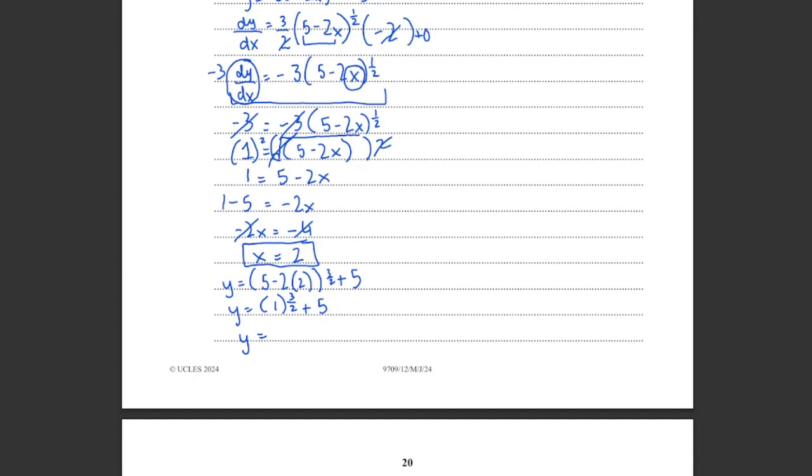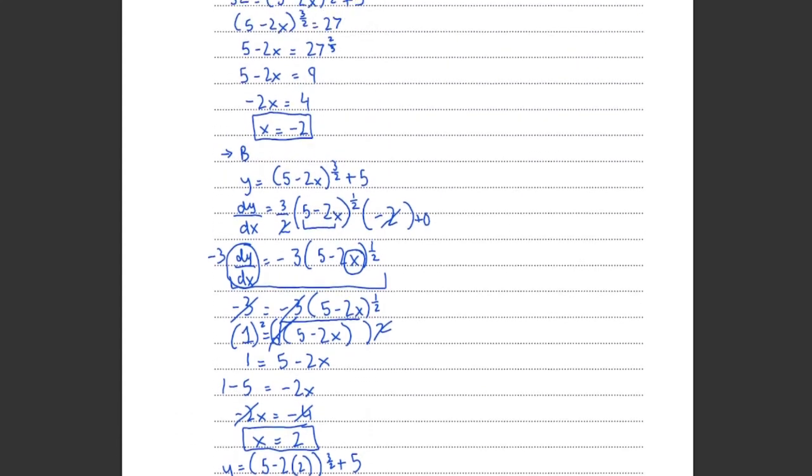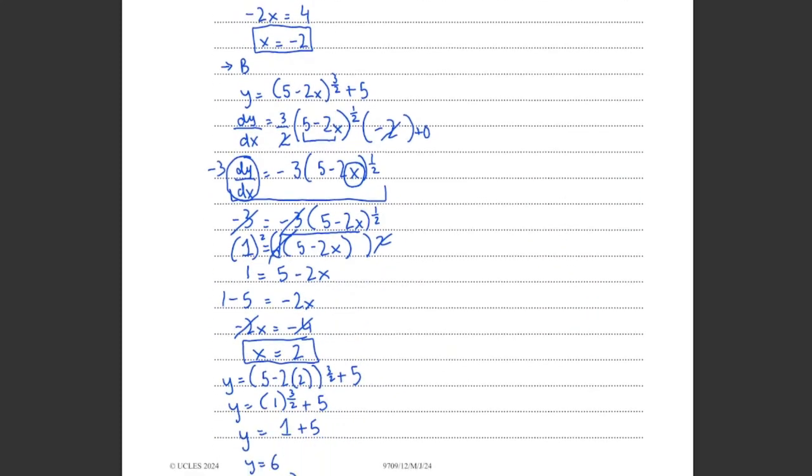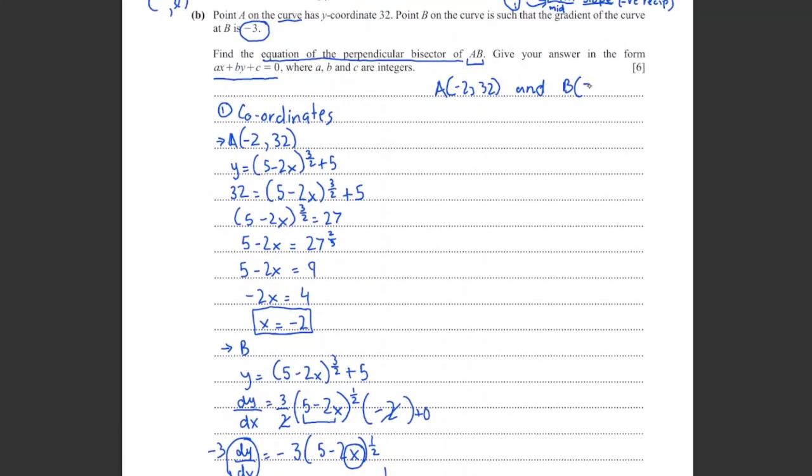I don't think it makes a difference what power you raise 1 to, but I'm just going to check it. Yeah, so 1 stays 1. So this is 1 plus 5, so y is just going to be 6. So the coordinates of B are actually 2, 6. So I've got my coordinates for A, and I've got my coordinates for B. So I'm just going to write my coordinates. A is negative 2, 32, and B, I believe, was 2, 6. So B is 2, 6.